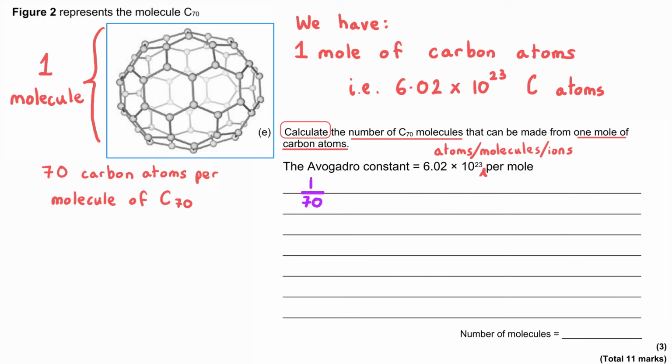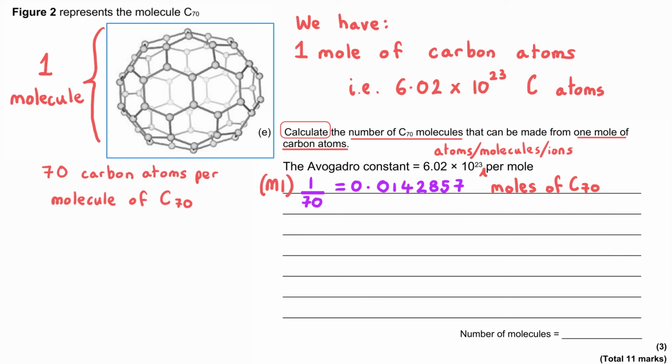And to do this, we need to take 1 for the number of moles of carbon and divide it by 70 because each molecule of C70 needs to have 70 carbon atoms in it. And so we could make 0.0142857 moles of C70 out of our 1 mole of carbon atoms. You wouldn't need to include all 6 of those significant figures. I would recommend a minimum of 2 though. And so this will get us our first mark, the number of moles of C70 that we can make.